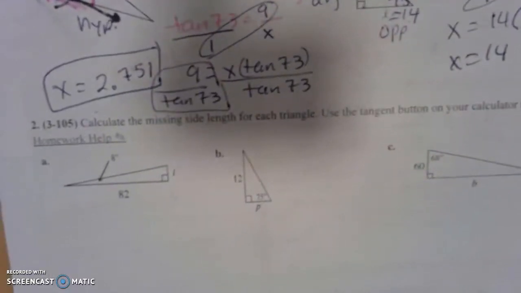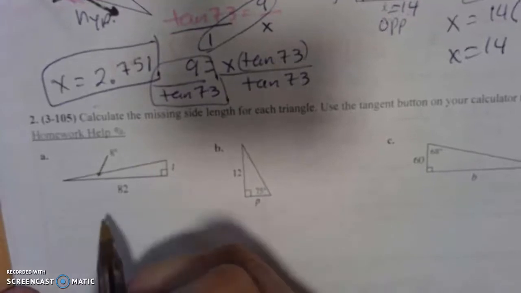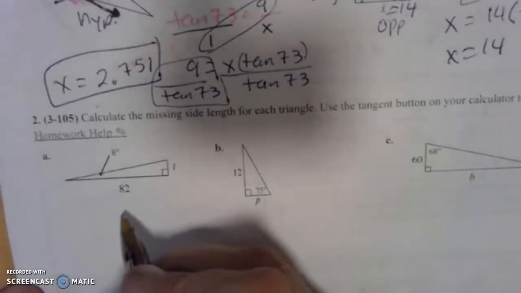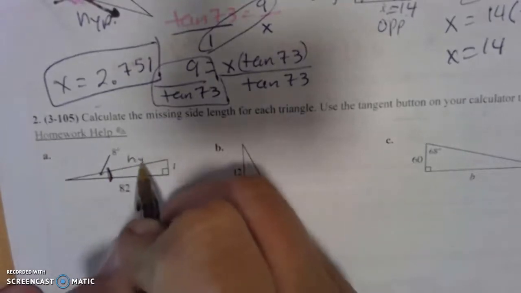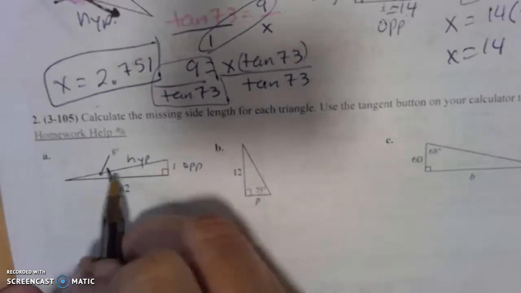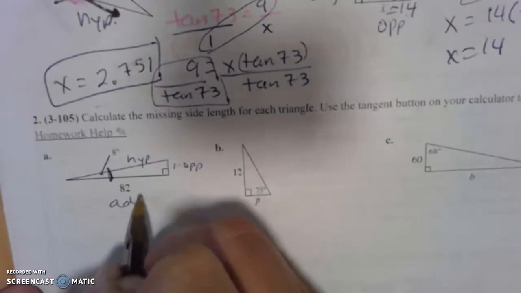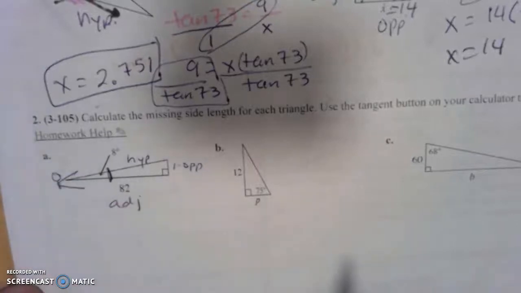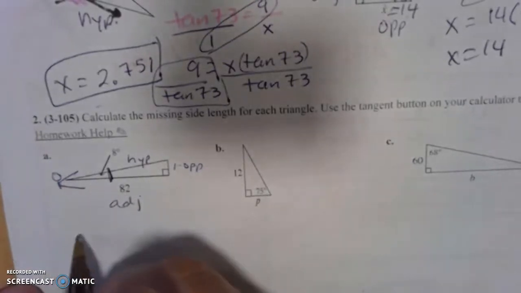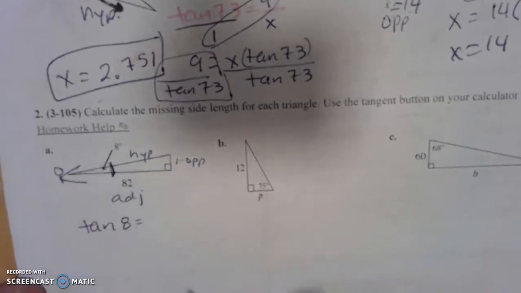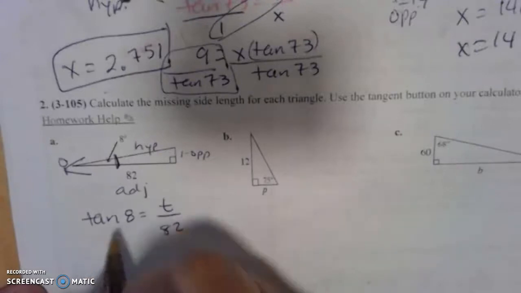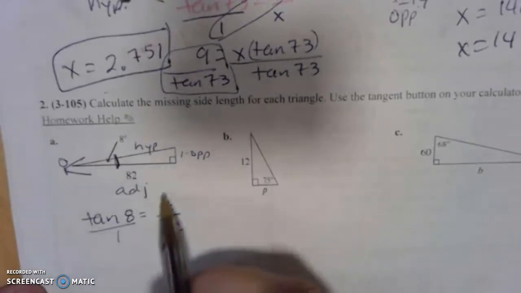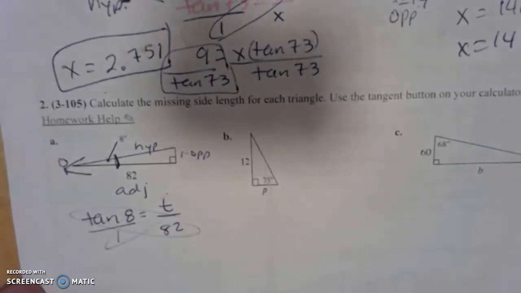All right, I'm going to leave some problems for you to do on your own, but I'll help you set up some. So if this is my angle that I know, this is my hypotenuse, this is my opposite, it's opposite the 8 degrees, and then this is my adjacent. Just a visual reminder, here's my arms, right? The arms touch the hypotenuse and the adjacent. So we're going to go tangent 8 equals t over 82. And if I put this over 1, I can just do cross products.